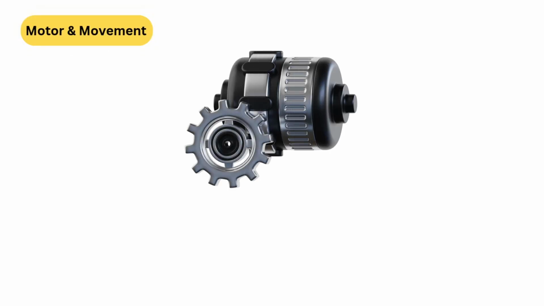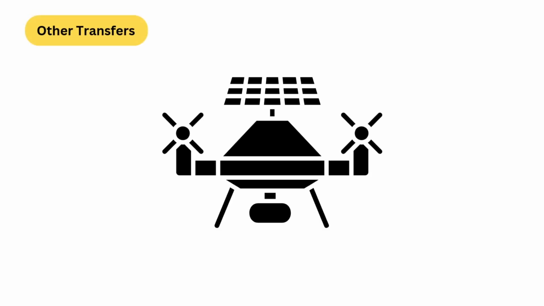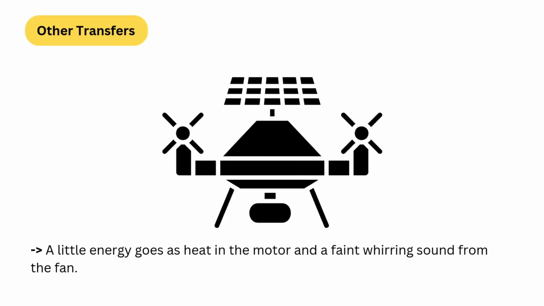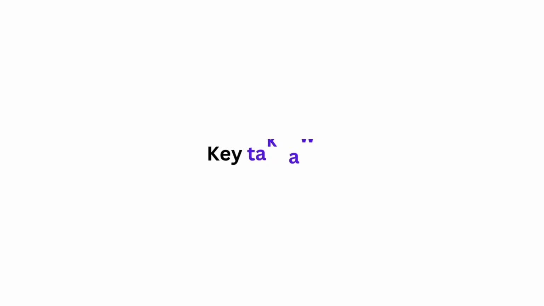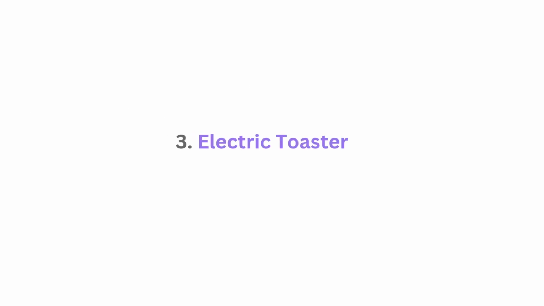Motor and movement. That electrical energy powers the small motor, turning it into kinetic energy for the spinning fan blades. Other transfers. A little energy goes as heat in the motor and a faint whirring sound from the fan. Light energy is transferred into electrical energy and in turn kinetic energy, with a bit of energy lost to surroundings.